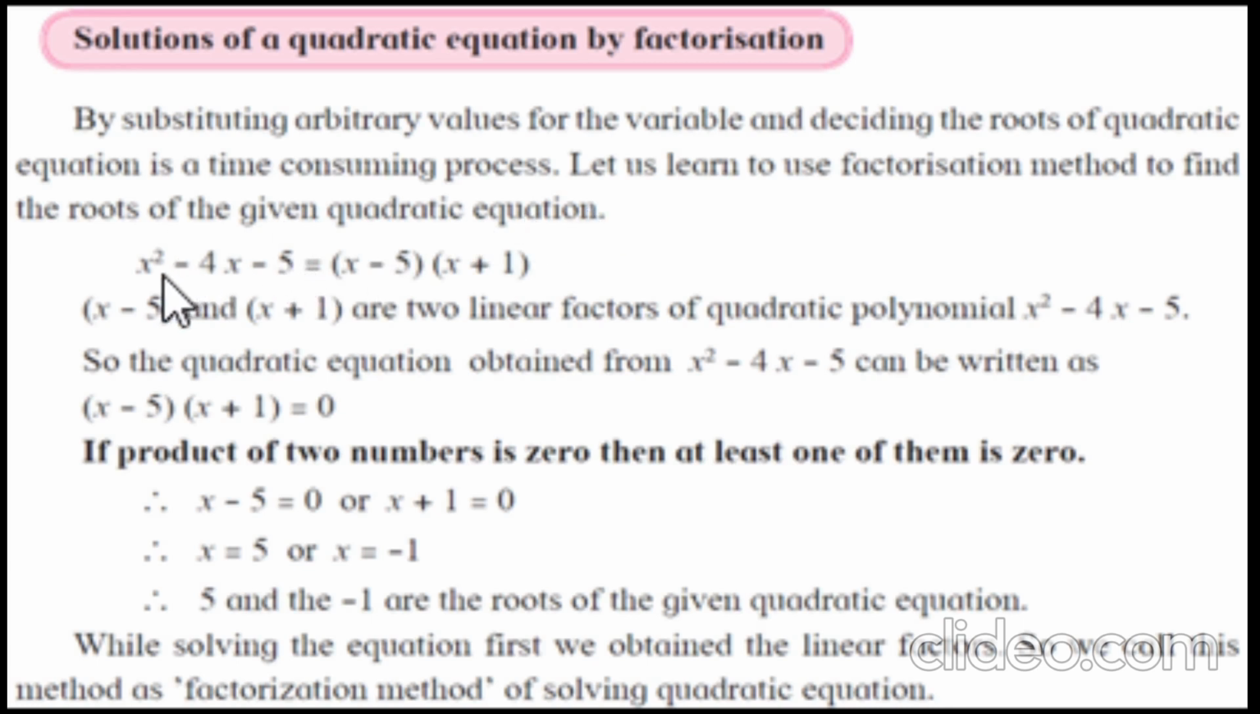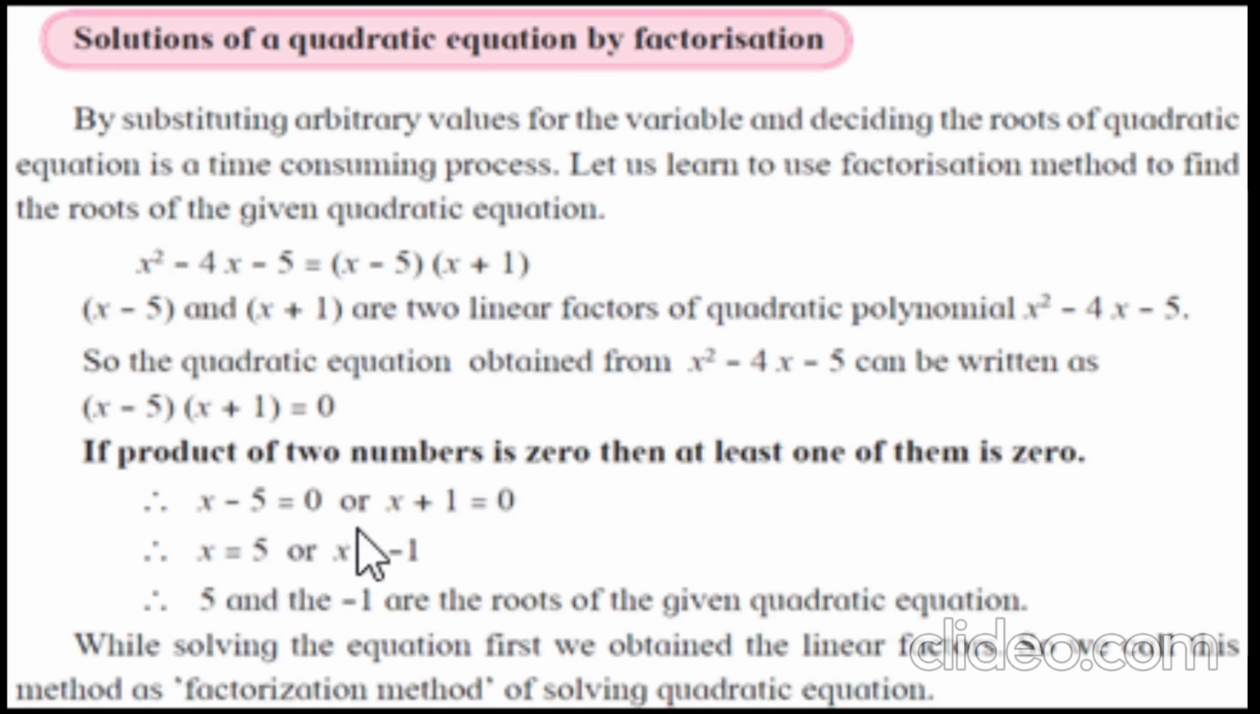See, this is the equation x square minus 4x minus 5 is equal to 0. If we solve this we get x minus 5 and x plus 1. So x minus 5 and x plus 1 are two linear factors of the quadratic polynomial x square minus 4x minus 5. So the quadratic equation obtained from x square minus 4x minus 5 can be written as x minus 5 in one bracket, x plus 1 in another bracket is equal to 0. If product of two numbers is 0, then at least one number is 0. Therefore, x minus 5 is equal to 0.